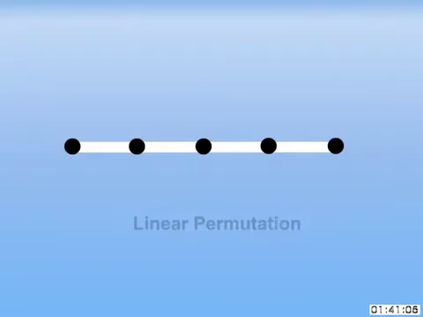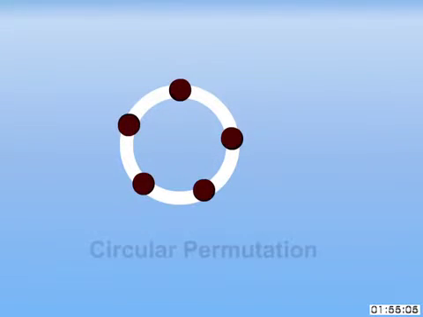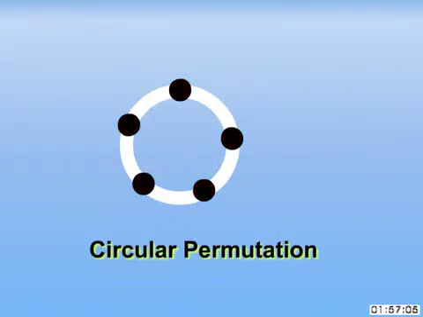When things are arranged in places along a line with first and last place, they form a linear permutation. So far, we have dealt only with linear permutations. When things are arranged in places along a closed curve or a circle in which any place may be regarded as first or last place, they form a circular permutation.